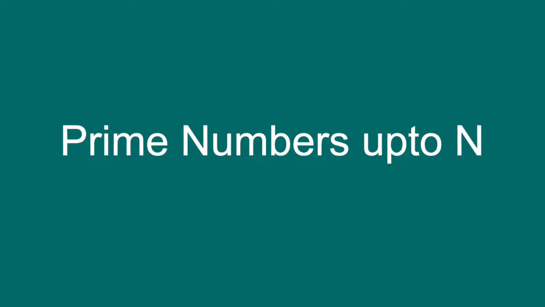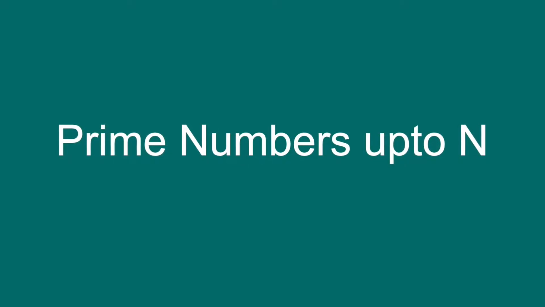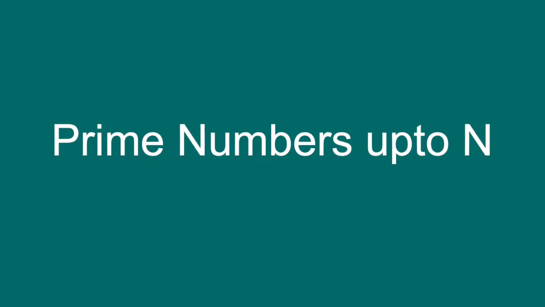Today we are going to implement an algorithm to generate all prime numbers less than or equal to a given number. By definition, a prime number is a number that is divisible only by itself and 1.